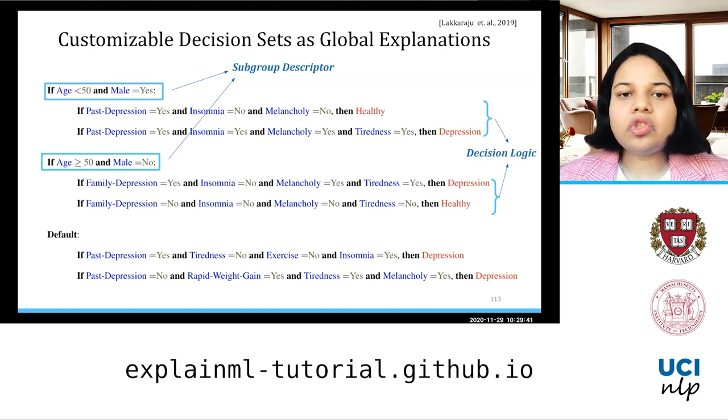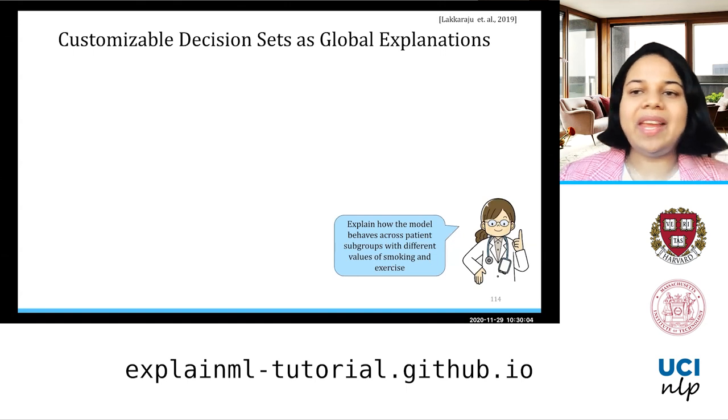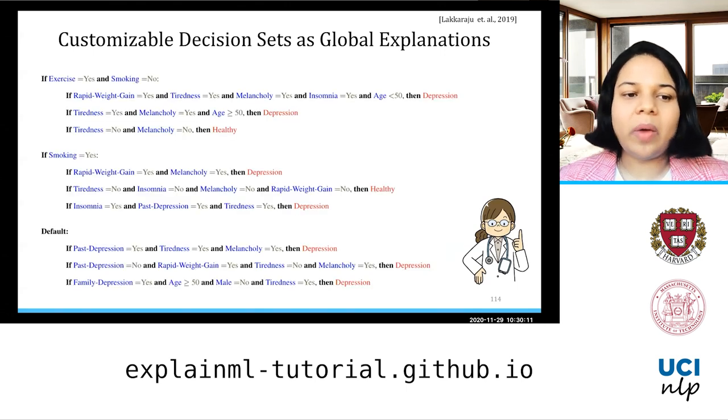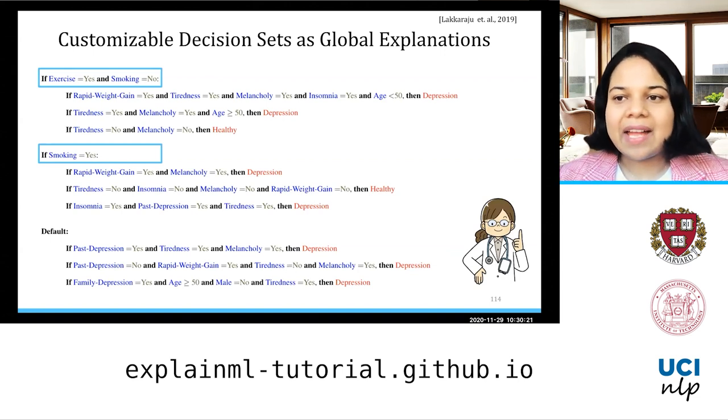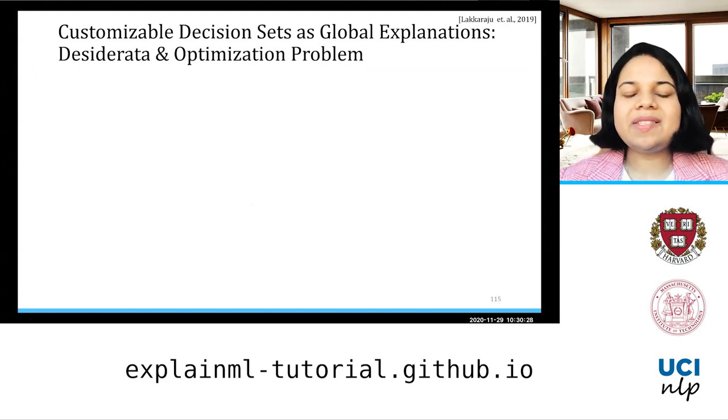Okay. This approach also features what are called customizable decision sets. And let's try and understand what that means. For example, let's say a decision maker wants to ask some big picture questions about model behavior. For example, in this case, a doctor wants to know how the model is behaving across patient subgroups with different values of smoking and exercise. In that case, this approach is able to customize the explanation in such a way that the subgroups are created based on these two features, exercise and smoking, so that the doctor can easily find an answer to her question.